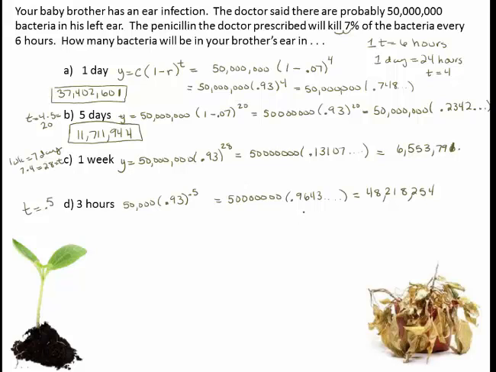Now we could find out how many days it would take to kill all of the bacteria. We want y to equal 0. So we would set 0 equal to 50 million times 0.93 to the x, and we would have to solve for x. At this point, we don't actually have the mathematical function to do that, but it can be done. Okay, and did that represent growth or decay? Well, we were killing bacteria off, so that represented decay.